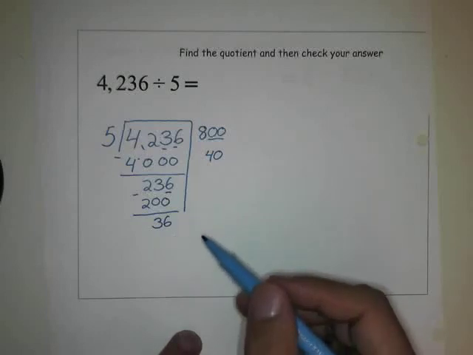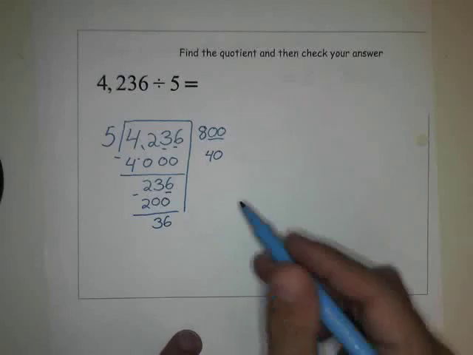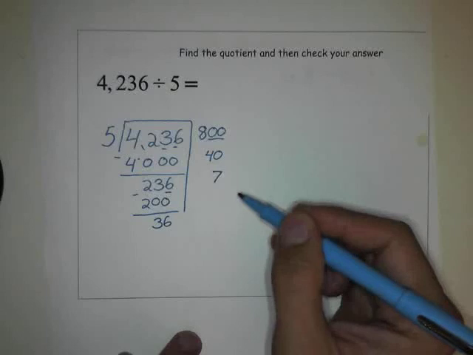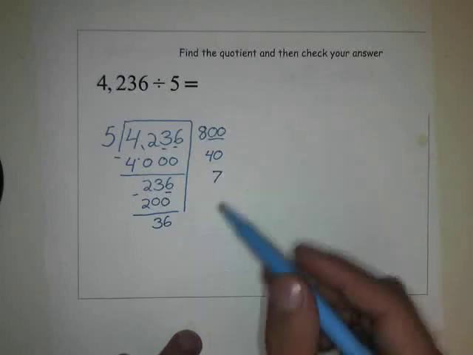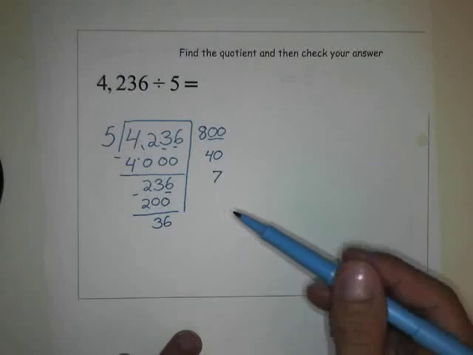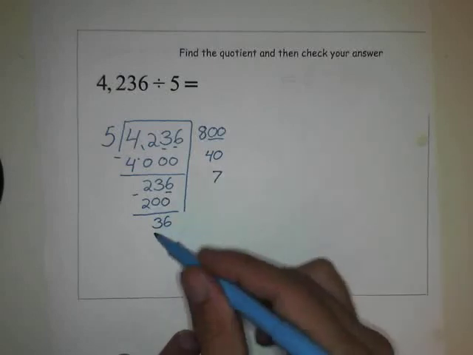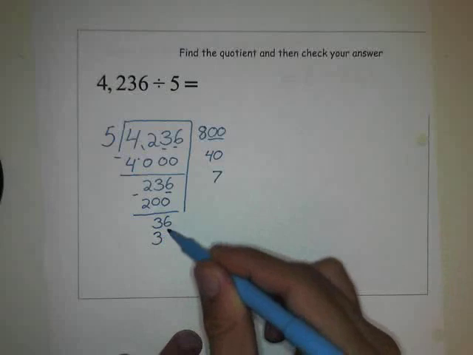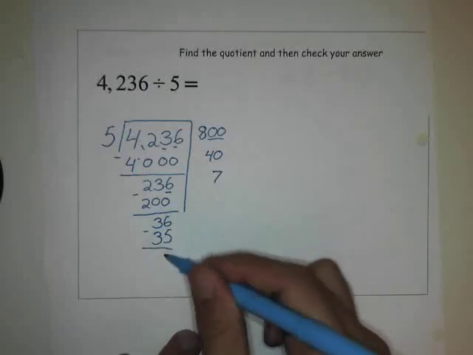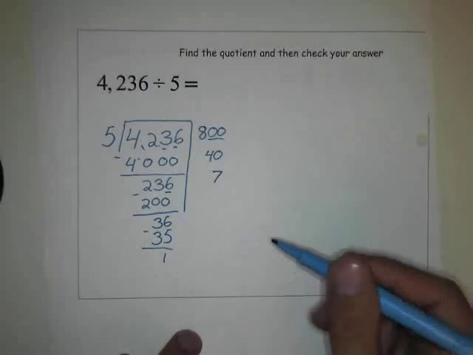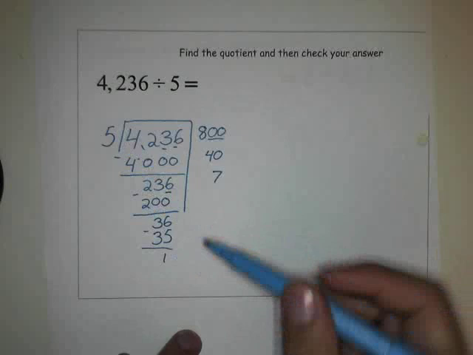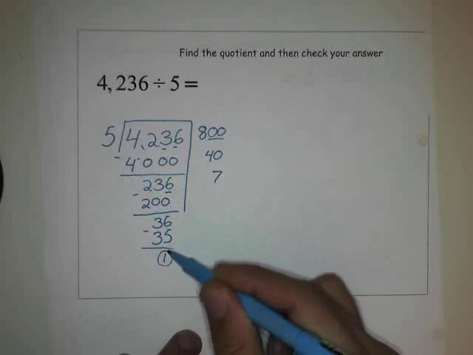Well, if I know my facts of 5, I know I can take 7 away. And as I taught the students, there's no extra place values over here, so no need to add a 0 at the end. So if I check with multiplication, if I do 5 times 7, that leaves me with 35. 36 minus 35 leaves me with 1. But wait a minute. 5 can't fit inside 1. It's left over. We now call that our remainder.